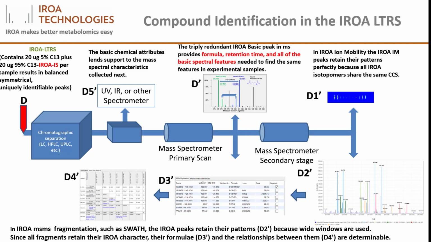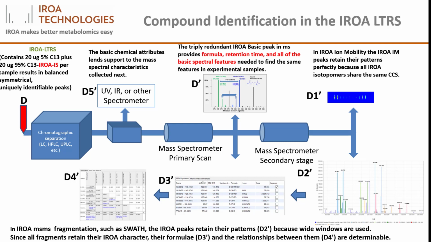As we have seen, the formula is always acquired from the Aroa basic peak, image D'. Because its detection and character are so secure, being triply redundant, this formula will always be correct. However, a formula does not usually identify a compound, but rather a collection of isobaric compounds. To determine which of the isobaric compounds a given peak represents, a secondary analysis, such as ion mobility, shown here in D1', or MS-MS fragmentation, images D2, D3, and D4', is usually required.